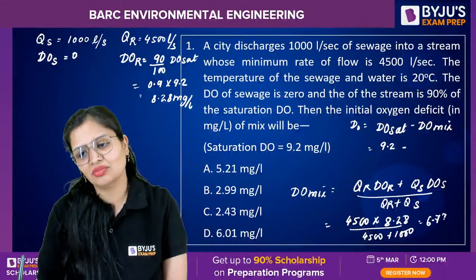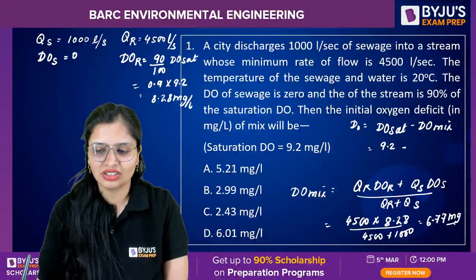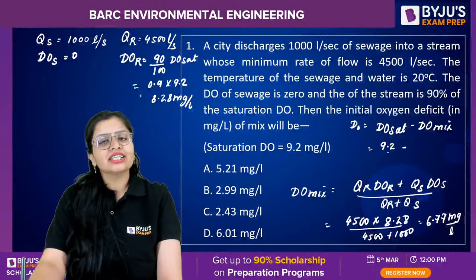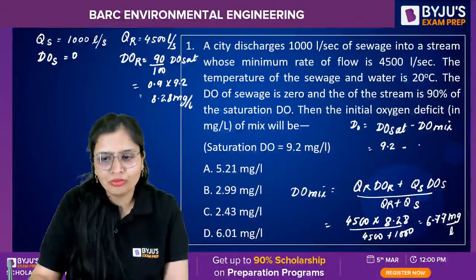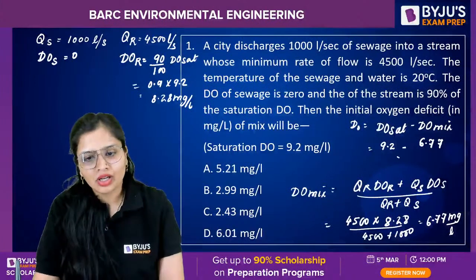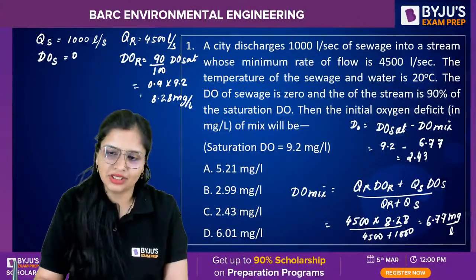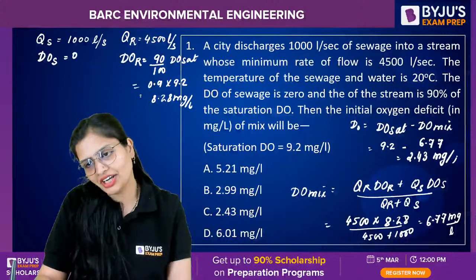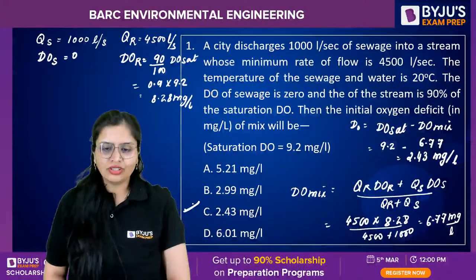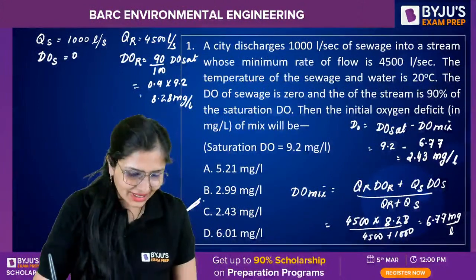6.77. Guys, kindly check the calculations once. Do that favor for me. So now DO saturated is 9.2 mg per liter, DO mix is 6.77. So how much will it come? 2.43 mg per liter. Clear, Mudassir? Beta, where did you make the mistake? And what about others? Very good, it is C.